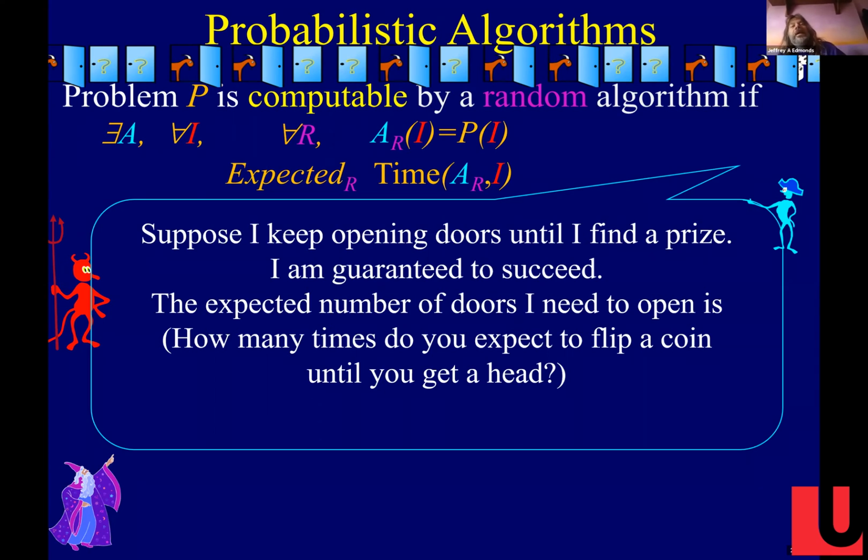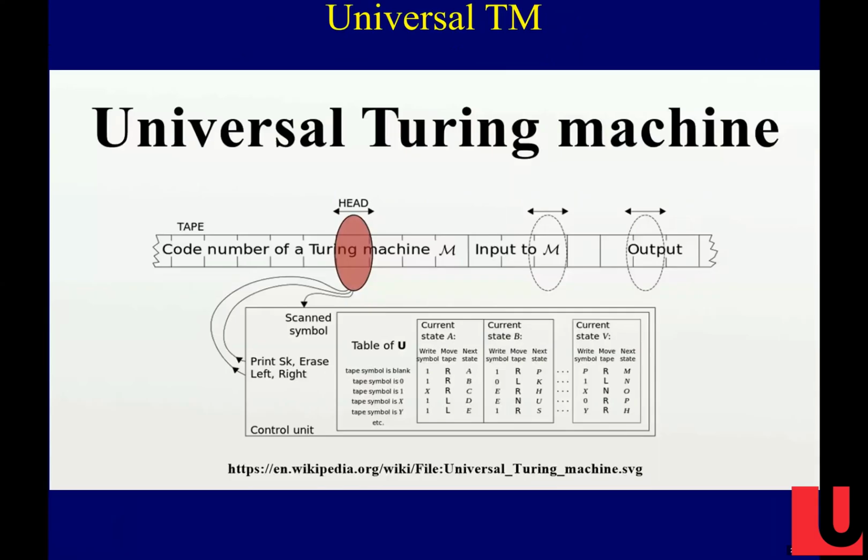It's the same if I roll a dice. If I keep rolling it until I get a 6, how many times do I expect to have to roll it? 6 times? Yeah, exactly. So here the expected running time is 2. Does that make sense? All right, any questions about probabilistic algorithms?